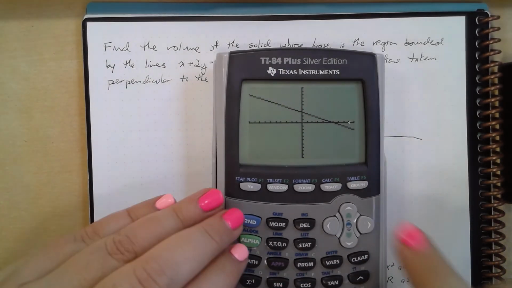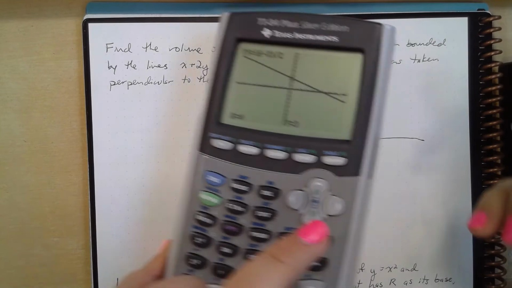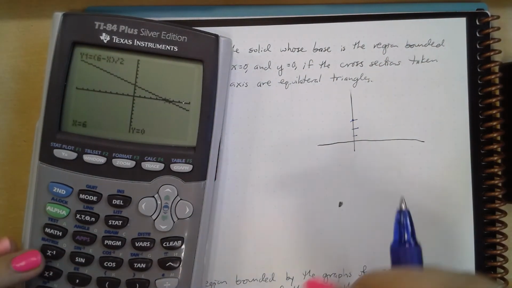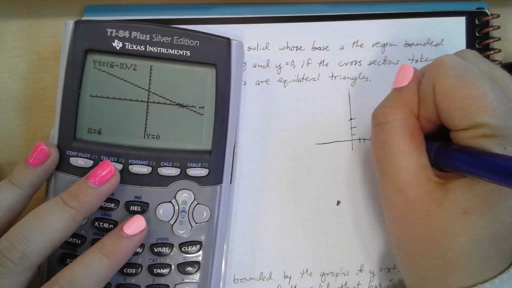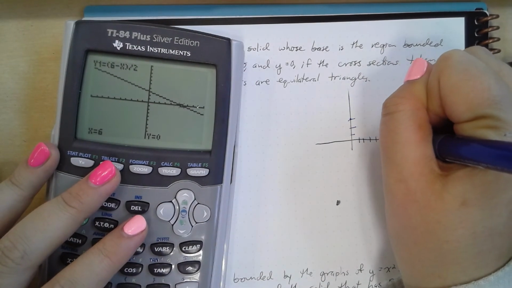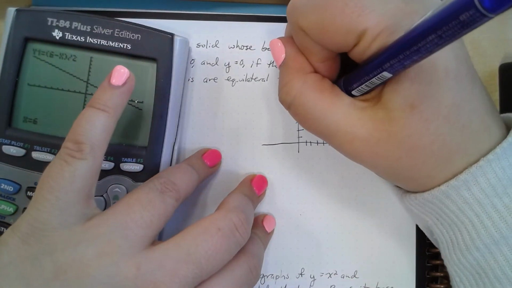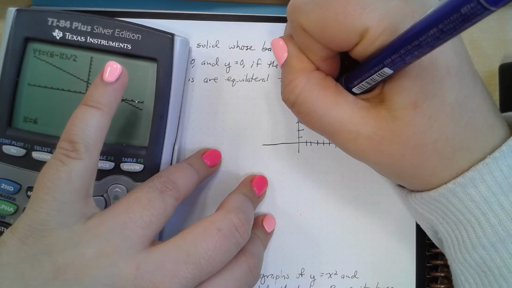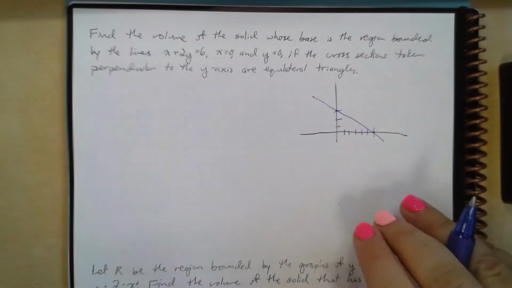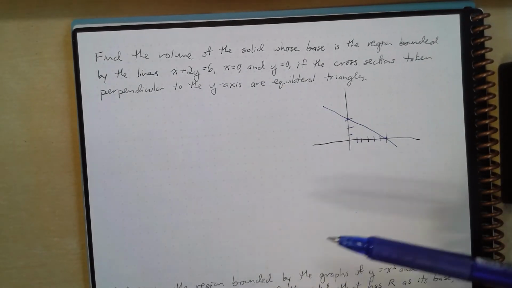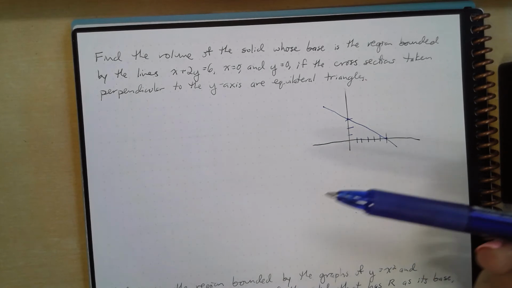Okay, I graphed this on my calculator. I know that's terrible, but I did it anyway. 1, 2, 3, and I think it's at 6. 1, 2, 3, 4, 5, 6. All right, so there's our line. This is what we want. I probably should have drawn this bigger, but this is where we want to find the region bounded here by these lines, and they're going to be perpendicular to the axis, equilateral triangles.